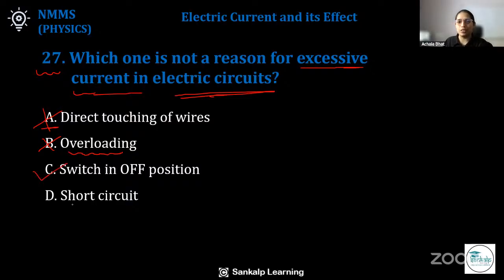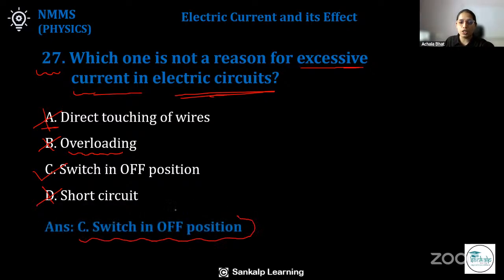Short circuit. No, this is wrong. In case of short circuit, excessive current flows in electric circuit. Therefore, the correct option is option C, which is in off position. This is the correct one.